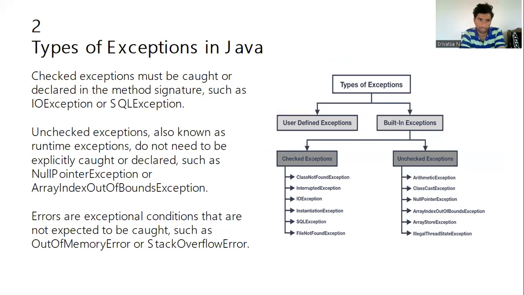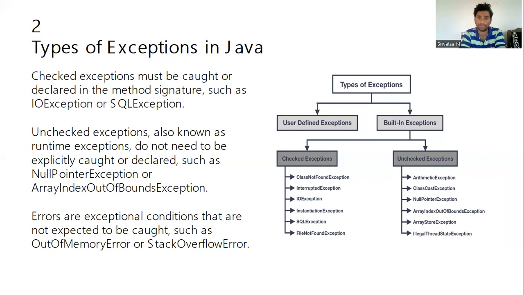Types of exceptions in Java. We have a lot of types of exceptions in Java. Let's discuss each of them. Checked exceptions must be caught or declared in the method's signature, such as IO exception or SQL exception. The two types of exceptions are user-defined exceptions and built-in exceptions. Built-in exceptions are further divided into checked exceptions and unchecked exceptions.